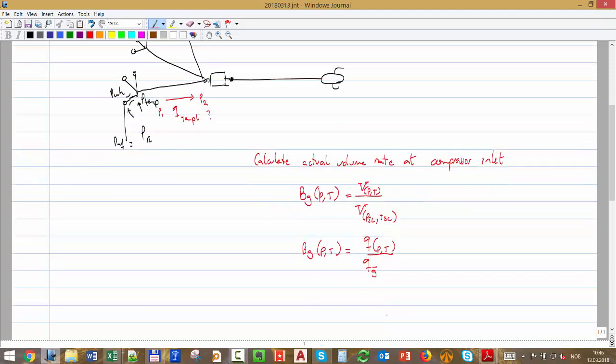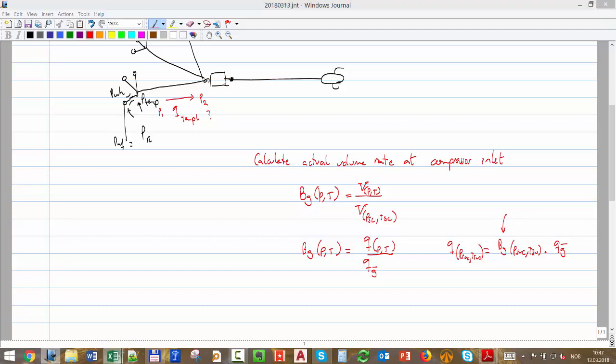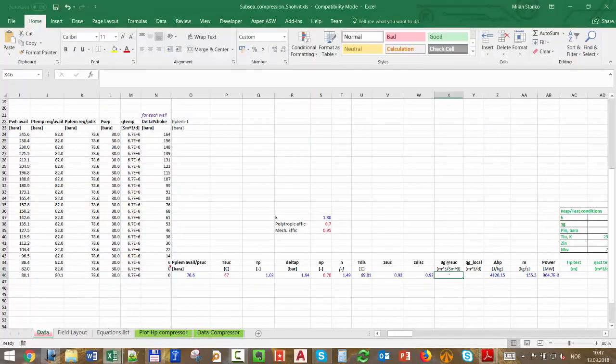Okay, so to calculate the actual rate, I just have to say Q at PT will be equal to BG at the suction pressure and suction temperature, remember, we are at the suction of the compressor, times Q of the field. So I need to find this guy, the BG, and I have already given the equation for you.